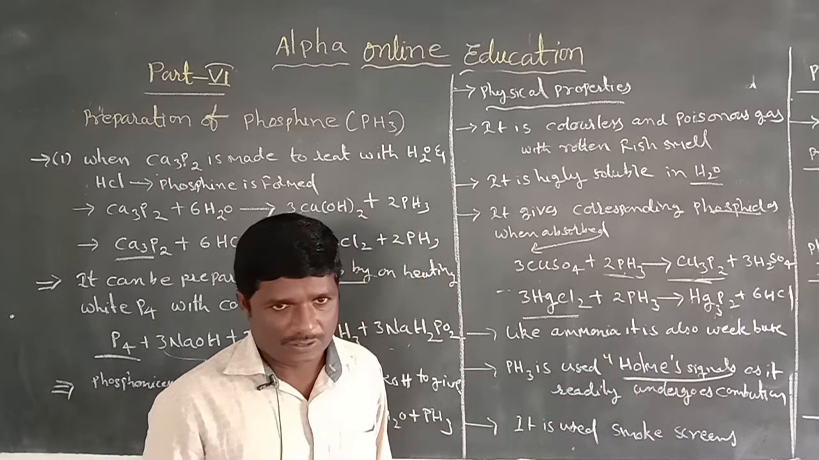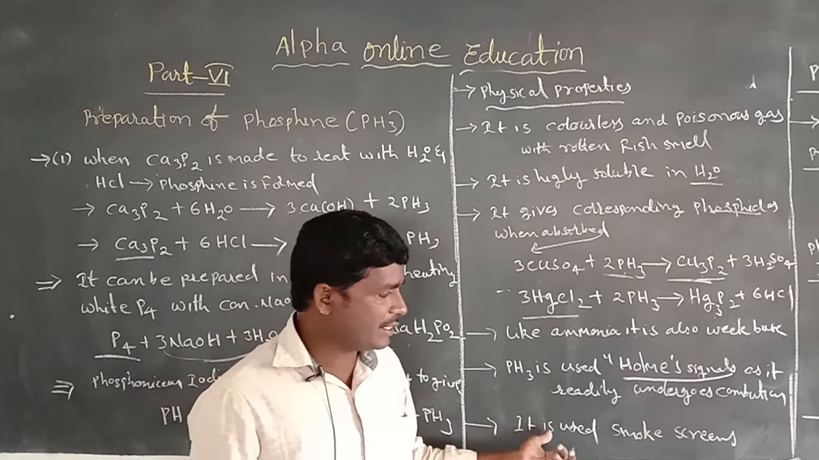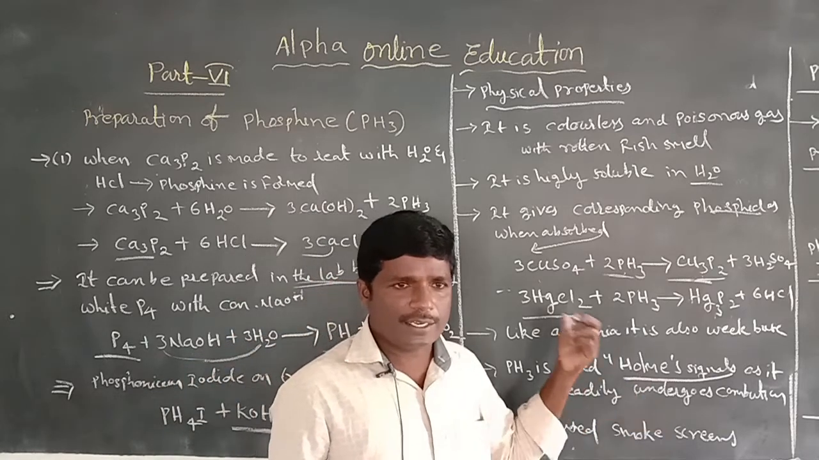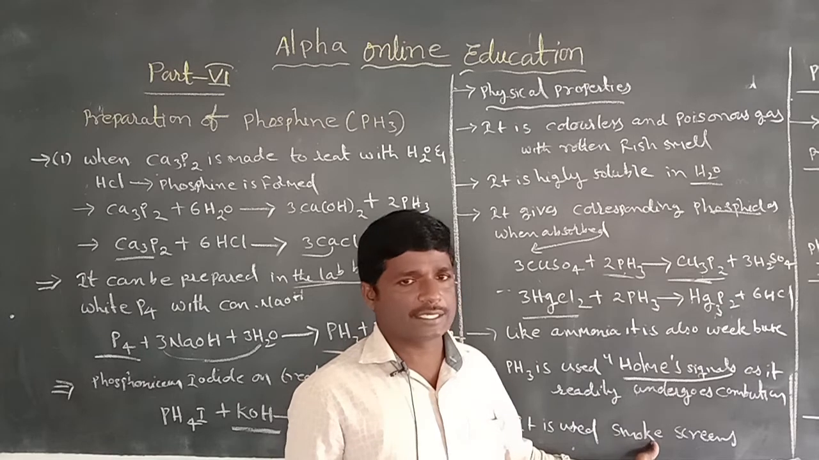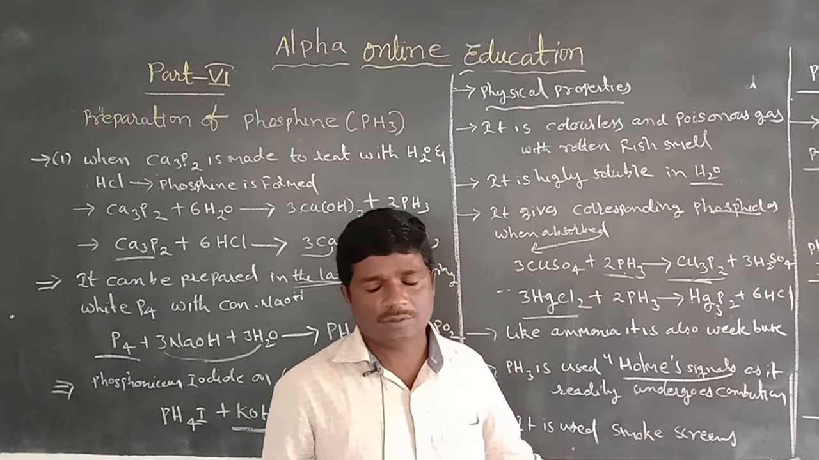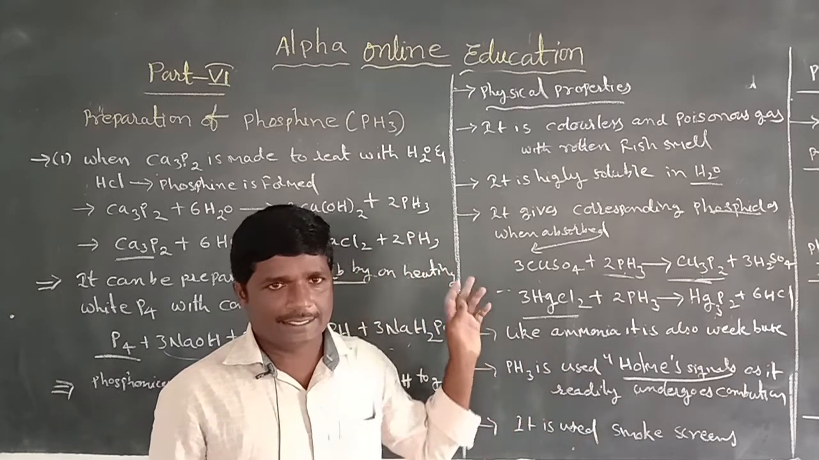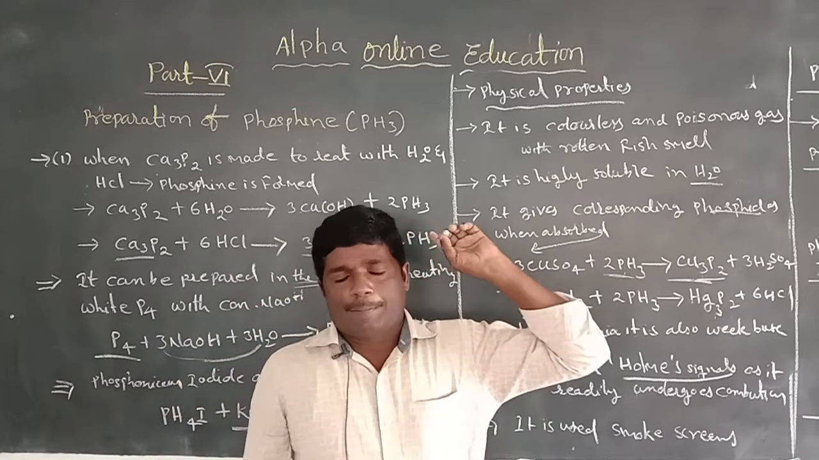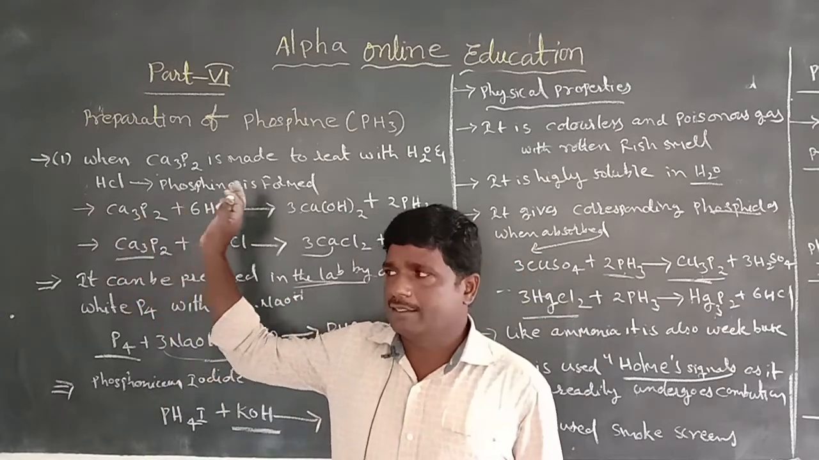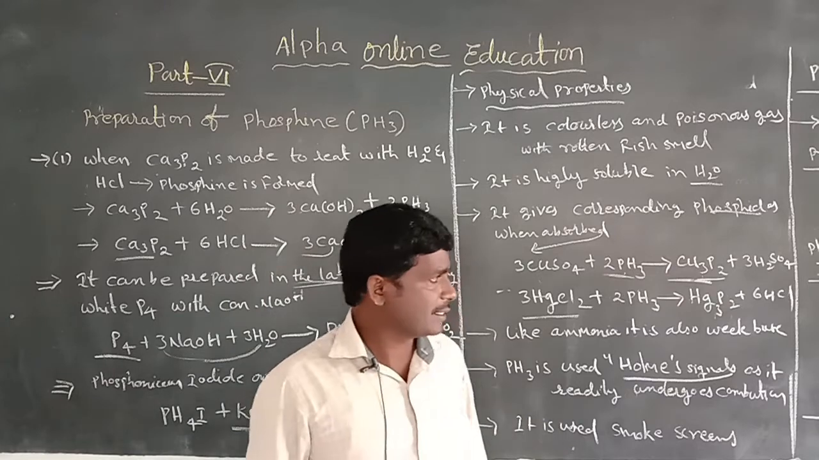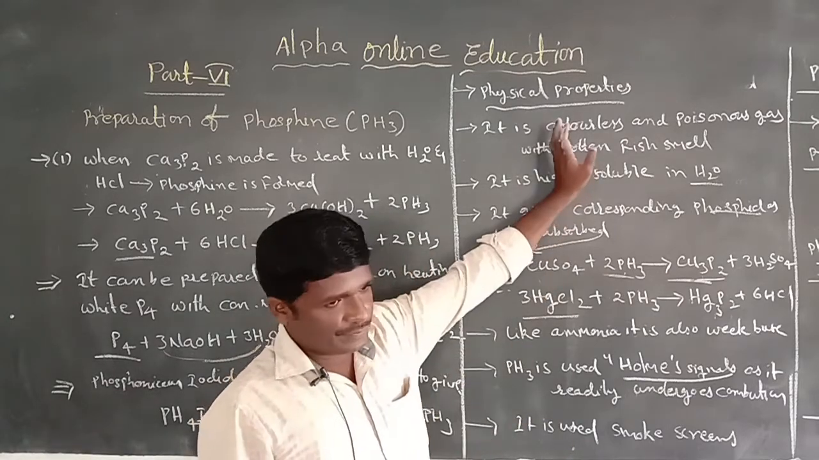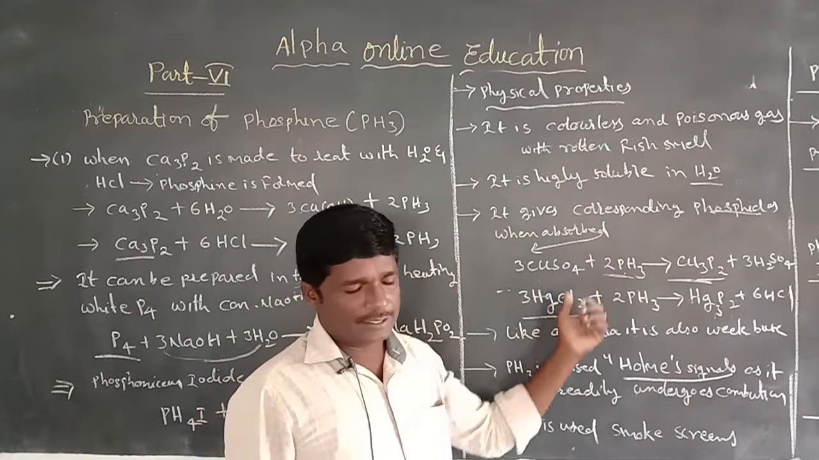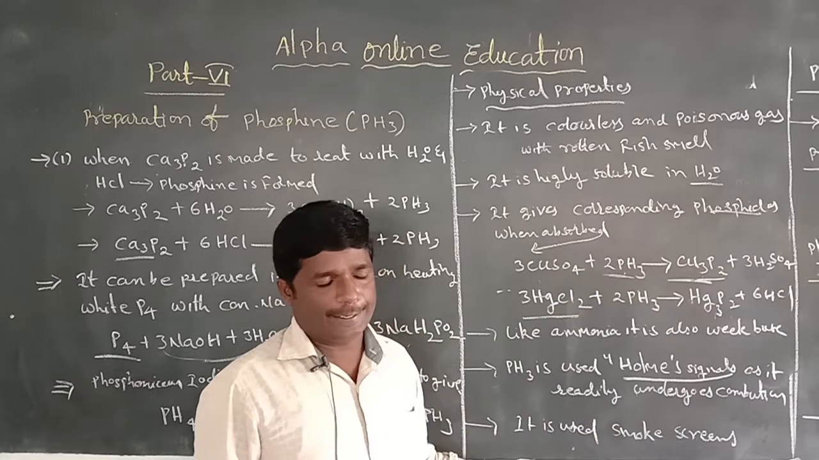Next, another use: phosphine is also used as a smoke screen. That is the uses of phosphine. That is the preparation of phosphine, and another one, physical properties. Next, the physicochemical properties. Next, uses of the phosphine.